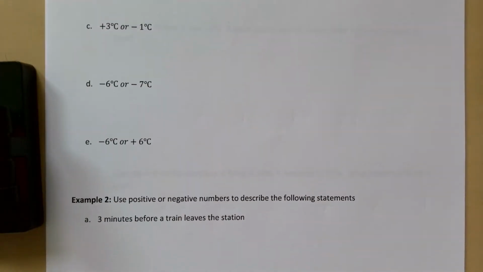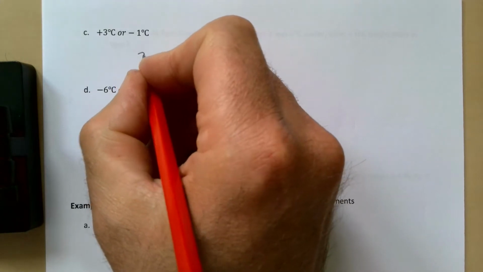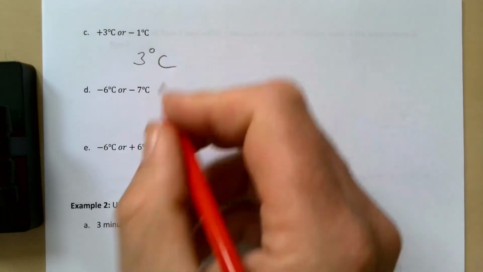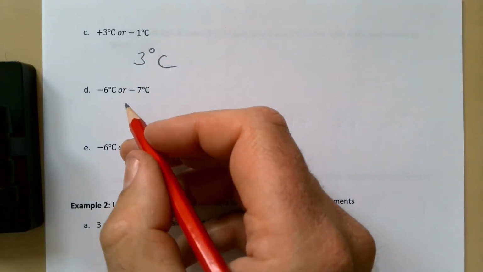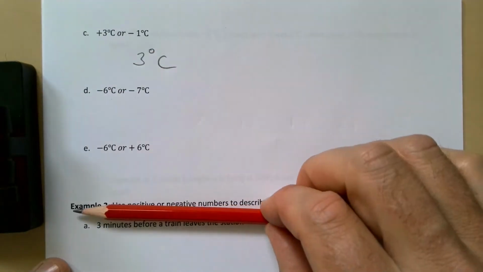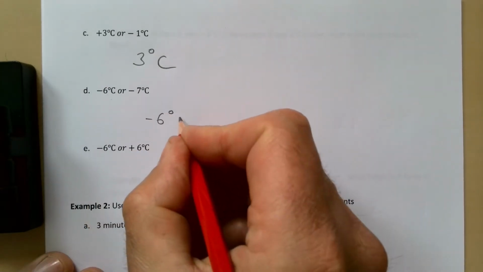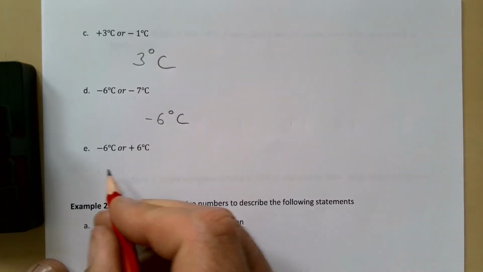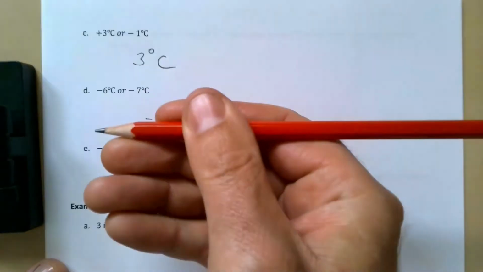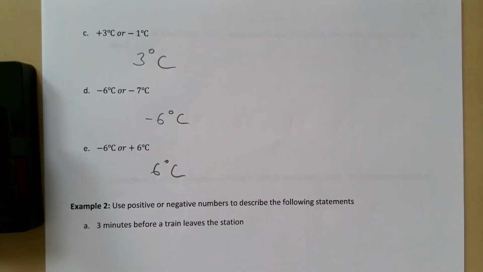Just using that format. 3 or minus 1 is going to be 3 degrees C. Minus 6 or minus 7. So again, picture our thermometer. 0, minus 6, minus 7. So the higher one's minus 6. And then minus 6 or 6: 6 is here, 0 is here, minus 6 is here, so 6 degrees C is going to be higher than that.